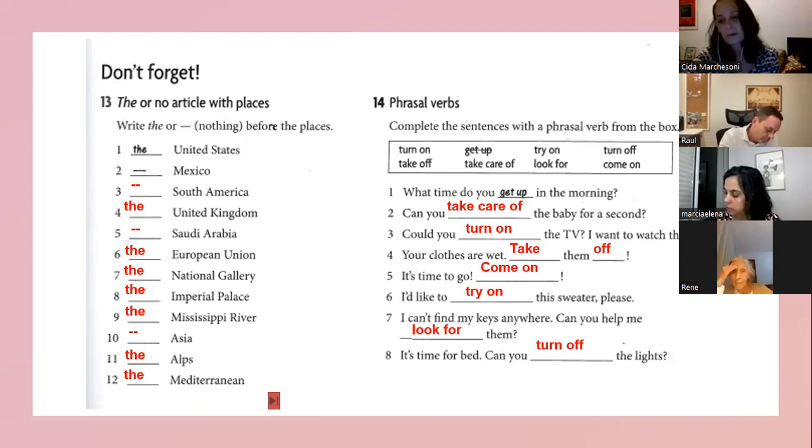There is only one phrasal verb with a double F: off. But take care of has the preposition of, meaning to look after, like taking care of the baby. While with off, as in turn off and take off, it means not anymore: not having clothes anymore, not having volume anymore. Turn off, take off.